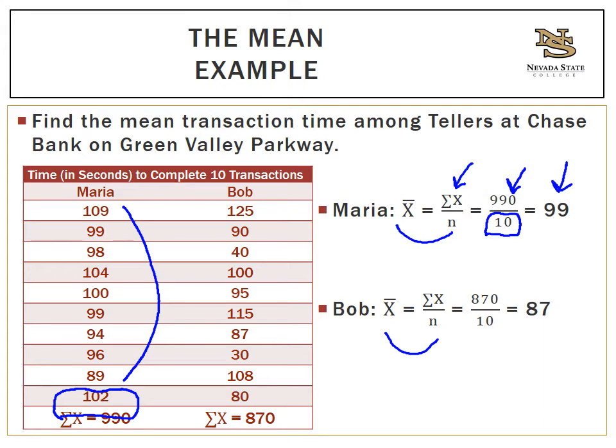Now let's look at Bob. We add up all of those scores across those 10 transactions to get that sum of X of 870. So across all those 10 transactions, he spent 870 seconds with his customers. So we take that sum of X, 870, divide it by the fact that we have 10 transactions, our sample size, and you end up with 87. So on average, Bob spent 87 seconds per transaction with customers. And if we compare those two values, you can see that Maria, on average, spent a little more time with her customers than Bob did.